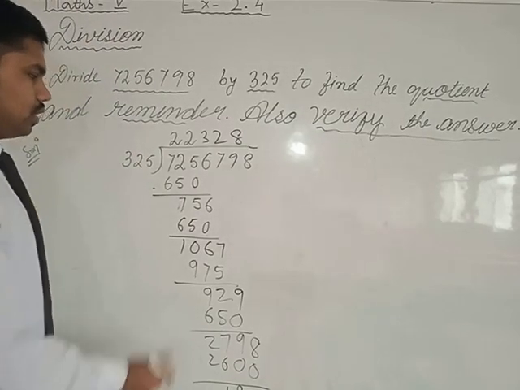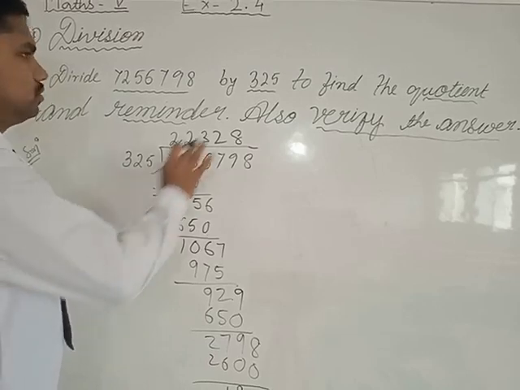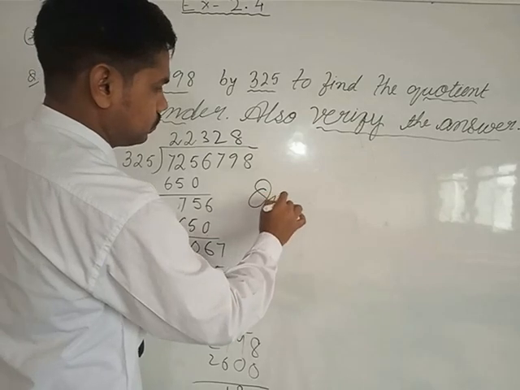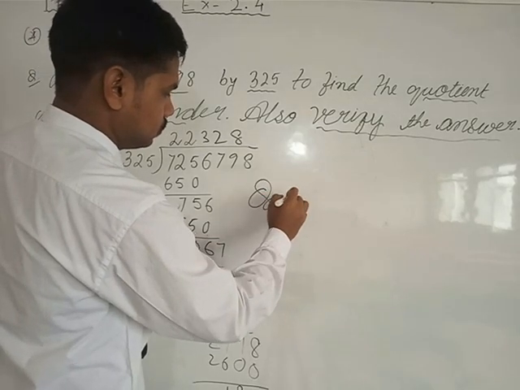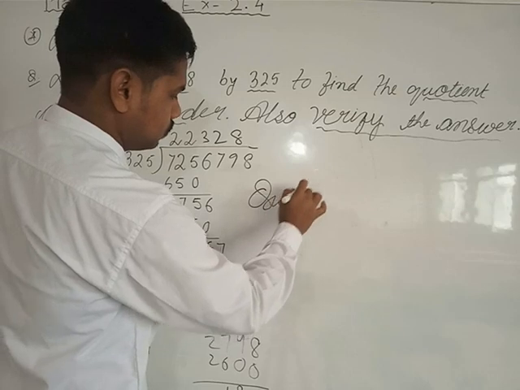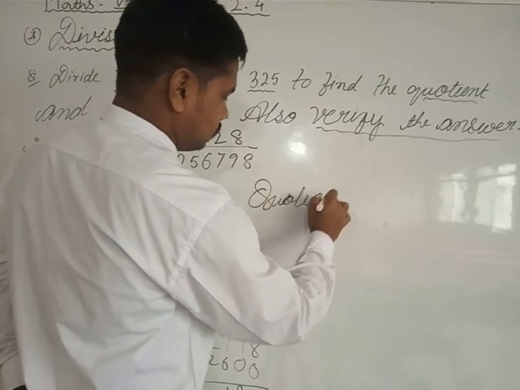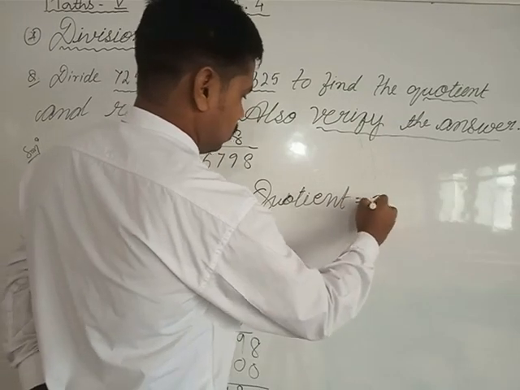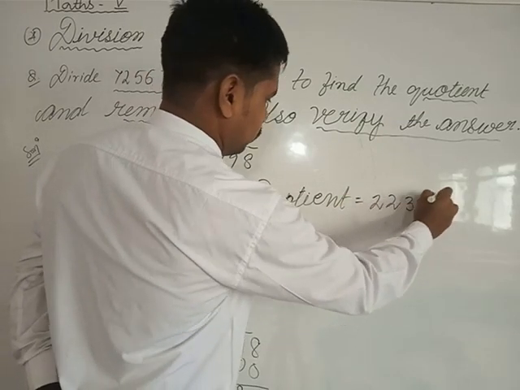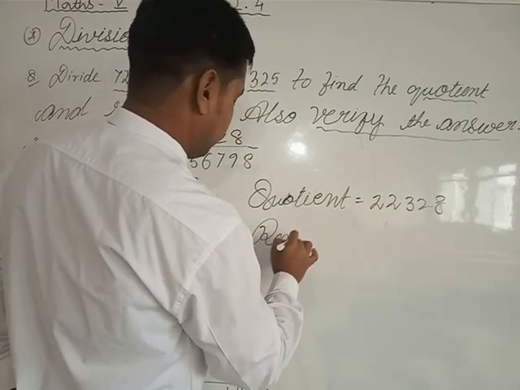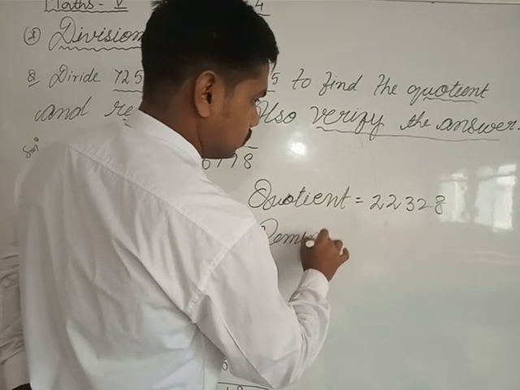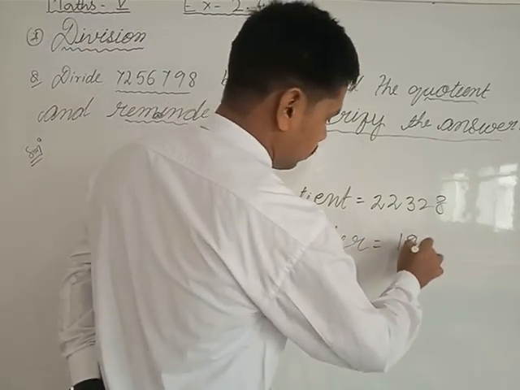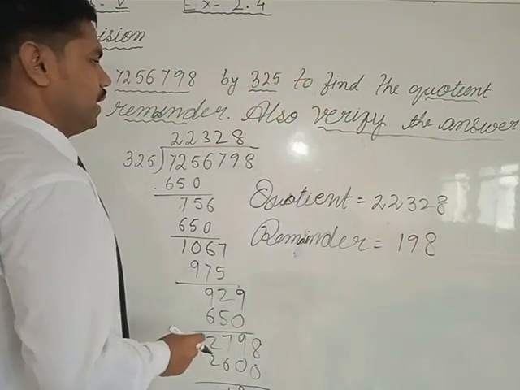So here you can see you have to find the quotient and remainder. First we will write: quotient is equal to 22328 and remainder is equal to 198. Now we have to verify.